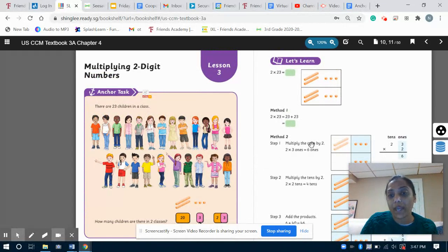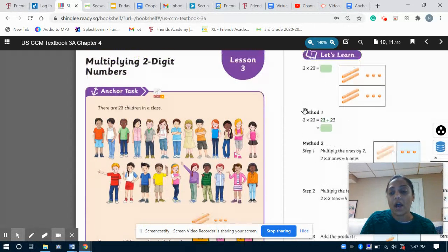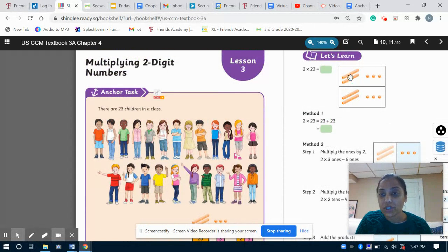So one of the ways that they had shared, I'm just going to zoom in here so you can see this. One of the ways that they had shown was to use multiplication here, 2 times 23, and looking at the 23 here and the 23 here, and just using the repeated addition right over here. So that's one way you could have done it. When we did method 1, we just looked at this 23 plus 23, but you could have said 2 times 23, which is another way of showing that.